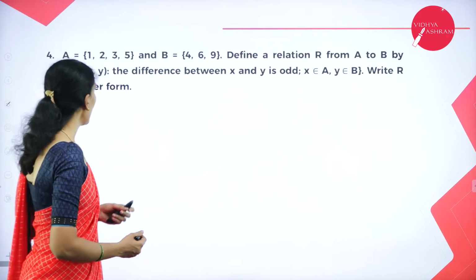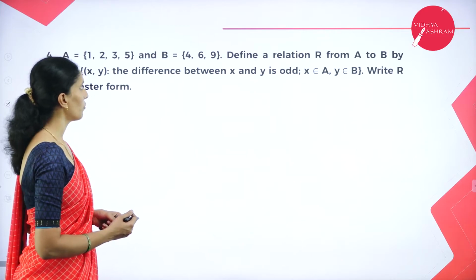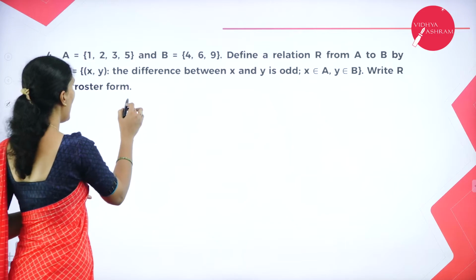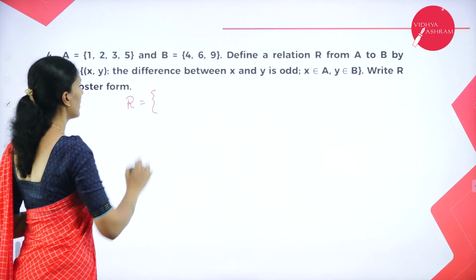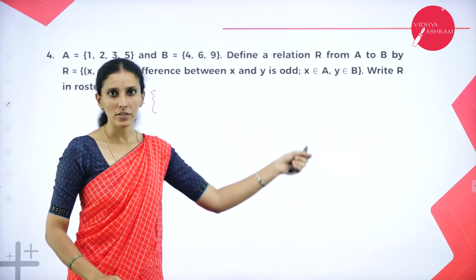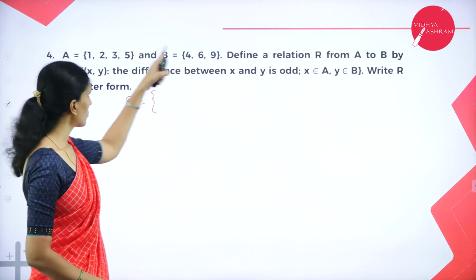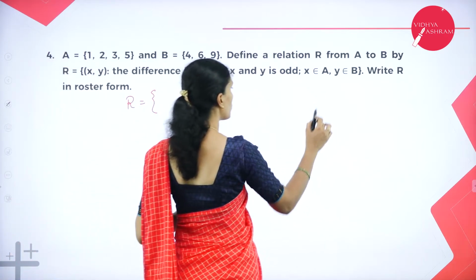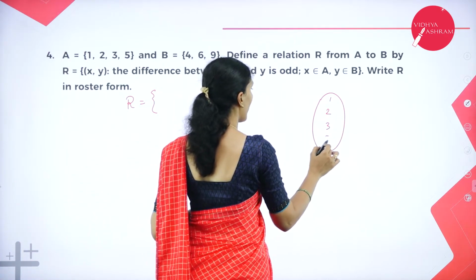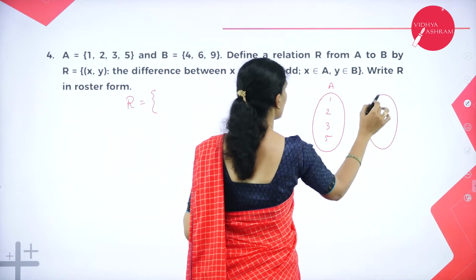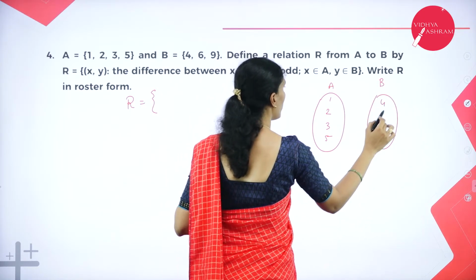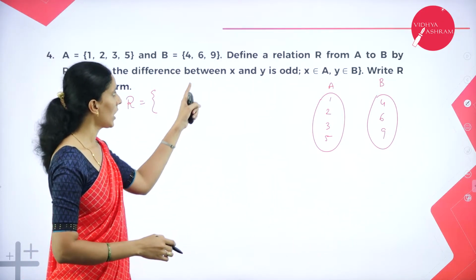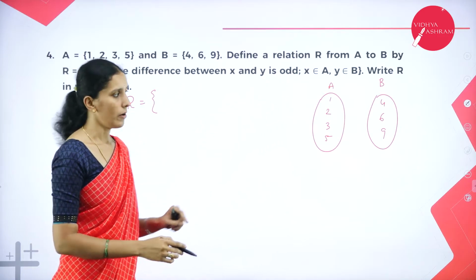Next we have A is equal to {1, 2, 3, 5}, B is equal to {4, 6, 9}. Define a relation from A to B by writing R in the ordered pairs where the difference between x and y is odd. First element belongs to the first set, second element belongs to the second set. So here we have 2 sets: 1, 2, 3, 5 is my first set and my second set B is 4, 6, 9. You should pair the elements from A to B where the difference is odd.